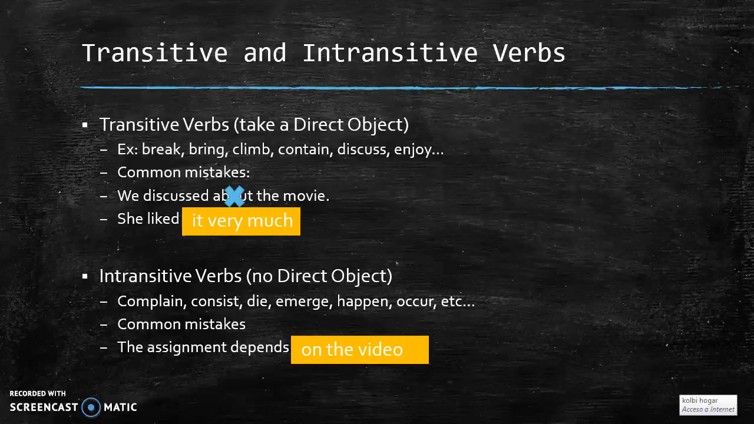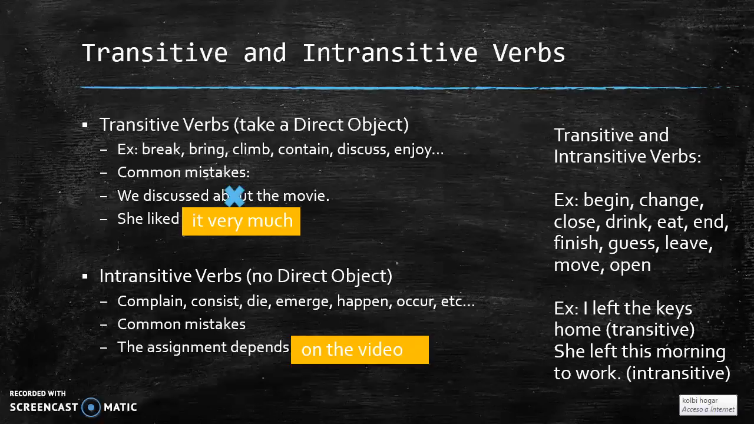There is a third group of verbs. And these are the verbs that, depending on the context, can be transitive or intransitive. For example, begin. So we say, the show begins at 9. That would be an intransitive verb. Or, I will begin my homework later. That would be the transitive form.